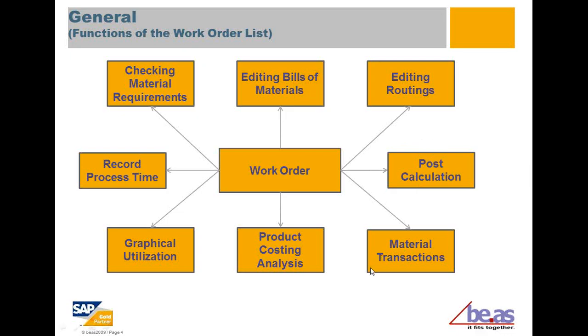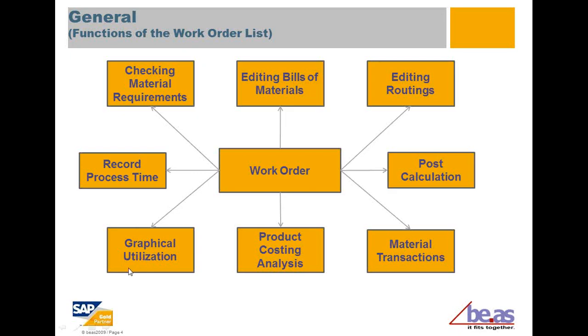Of course, from the work order, as normal, you will do material transactions. You will do the goods issue of the different materials, and the goods receipt for the item you produce. There are many different ways to work, because at the end the system could work in a very manual way or in a more automatic way, depending on the requirement. Graphical utilization, you can see from here, product costing analysis and post calculation at the end is similar.